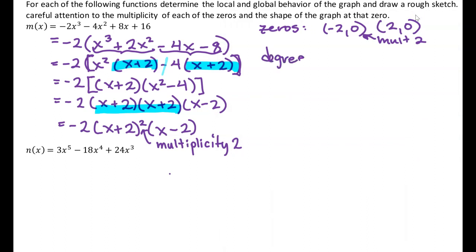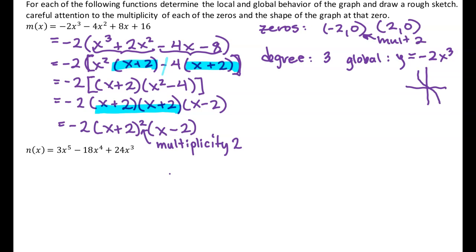Degree, I keep skipping that at the beginning because I'm so excited to jump into my factoring. The degree is 3, and the global behavior will be y equals negative x cubed or negative 2x cubed. I don't care if you include the 2 or not, but I do want to see that it's upside down x cubed. So that should look like that. That's an upside down x cubed.